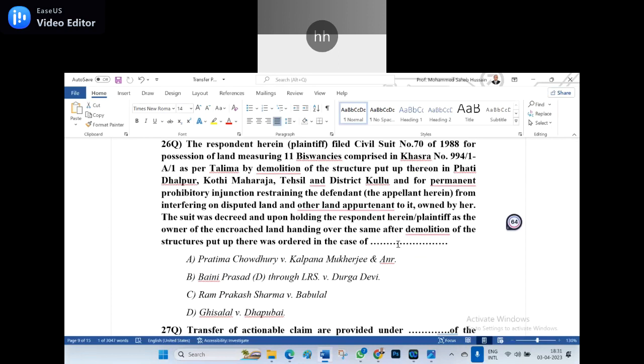A. Pratima Chaudhary versus Kalpana Mukherjee and others. B. Baini Prasad D. through the LRs versus Durga Devi. C. Ram Prakash Sharma versus Babulal. And D. Ghisa Lal versus Dhapubai. C, sir. Ram Prakash Sharma versus Babulal. Wrong.